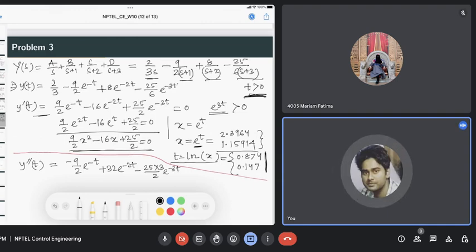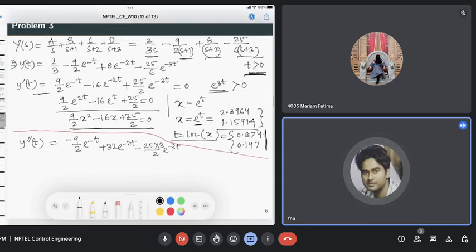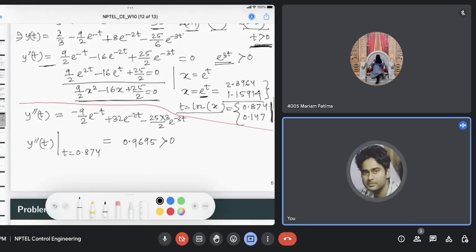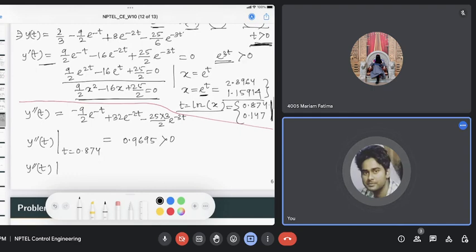Then we use both the t values there and we will check. Okay, so we find that, we'll just put the first value 0.874 and it comes to be 0.9695, so a positive number. And if we put the second value, that is 0.147, it is approximately minus 4.135. So you see that this point is the minimum point and this is the maximum. So this corresponds to undershoot.